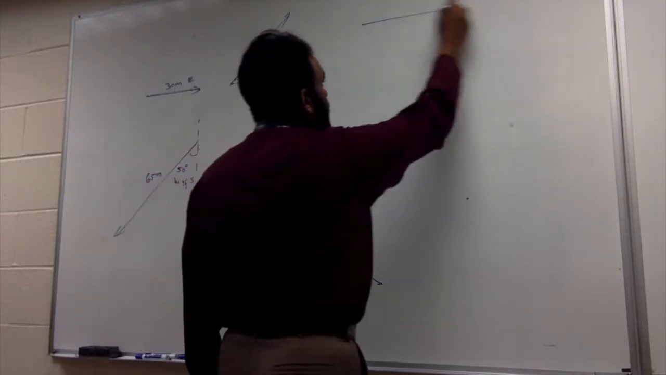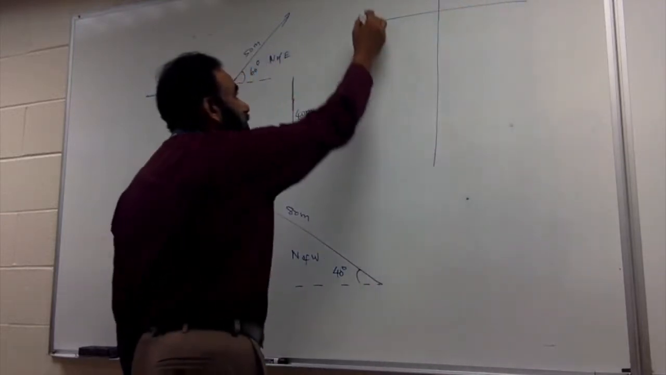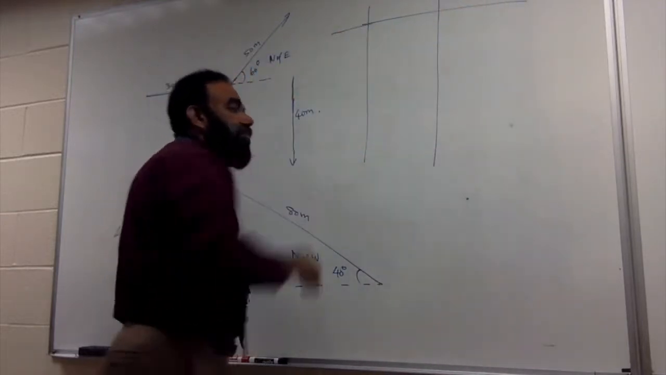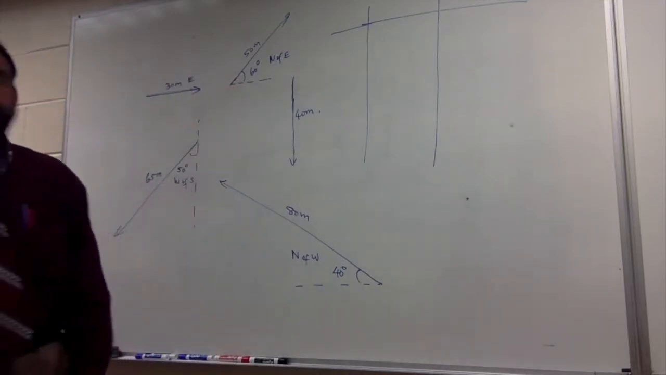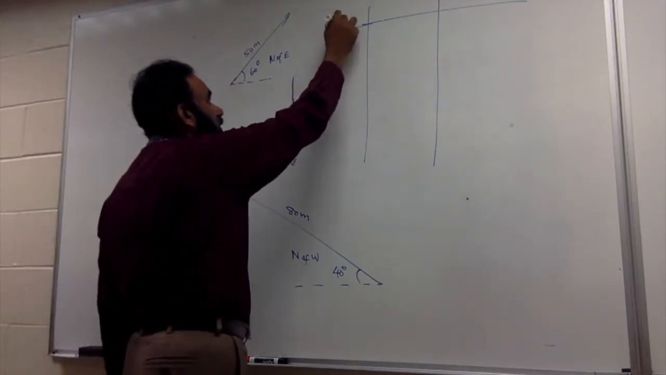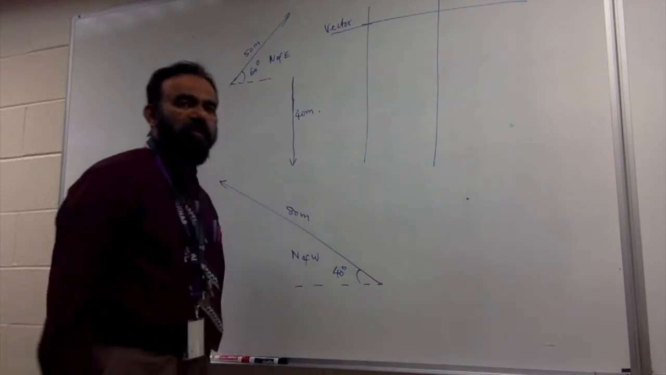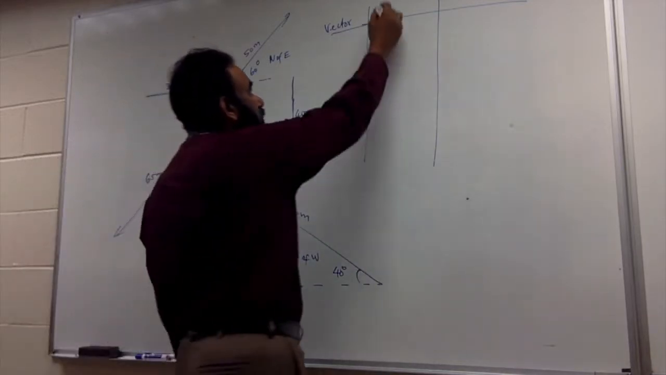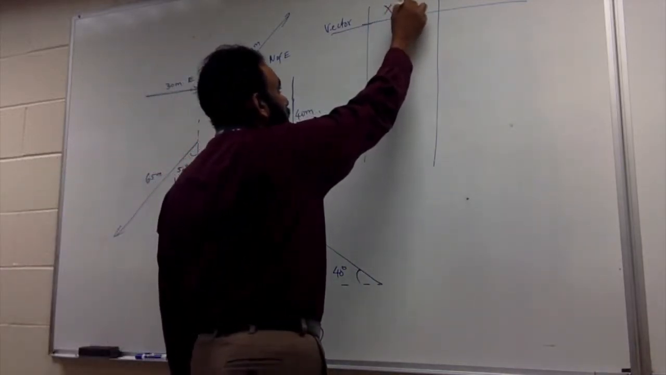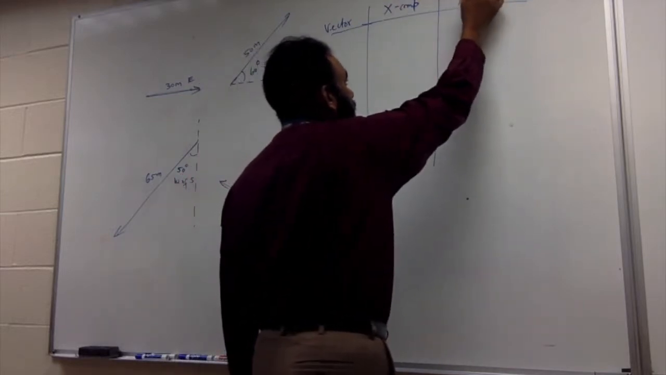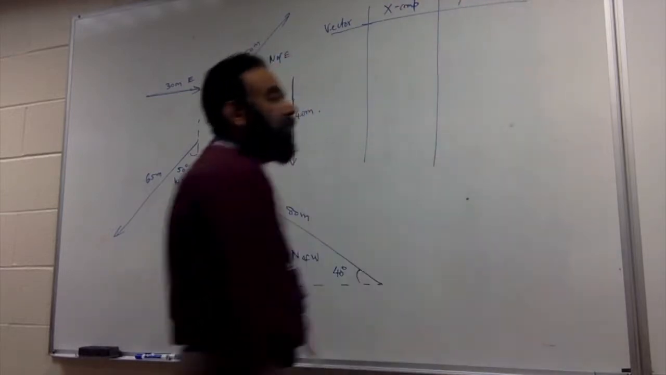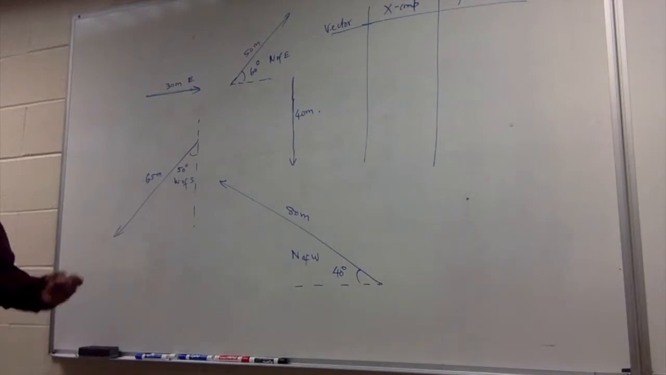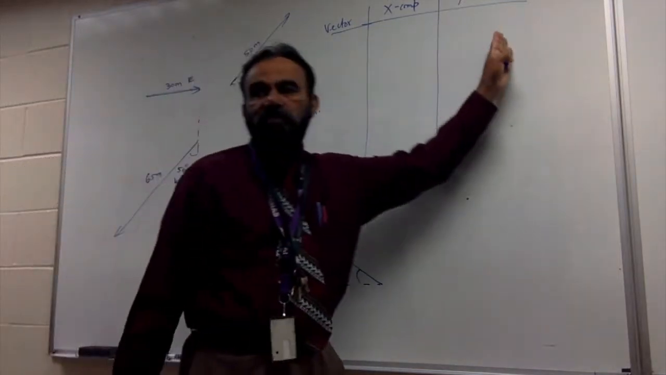Now, what you do first is make a table. Make a table. This is going to be vector. Which vector you're talking about? And this is going to be the x component. And that's the y component. Means anything on the x-axis comes here, anything on the y-axis comes here.